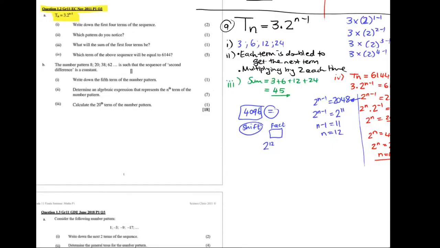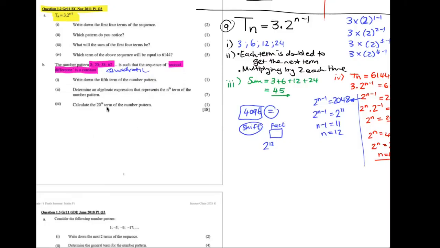B says the following. The number pattern 8, 20, 38, 62 is such that the sequence of second differences is a constant. Now, immediately, when they say to you the second differences is constant, what type of pattern are they telling you you are working with? Yes, answers coming through thick and fast. They're telling you it's a quadratic pattern.